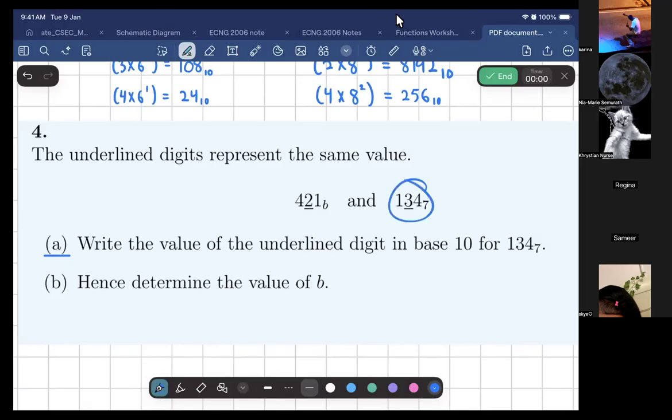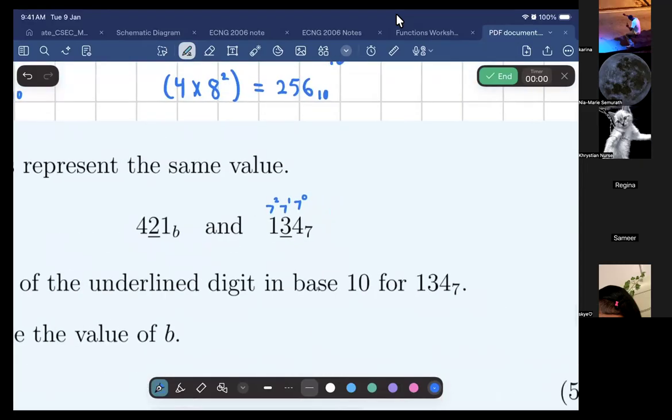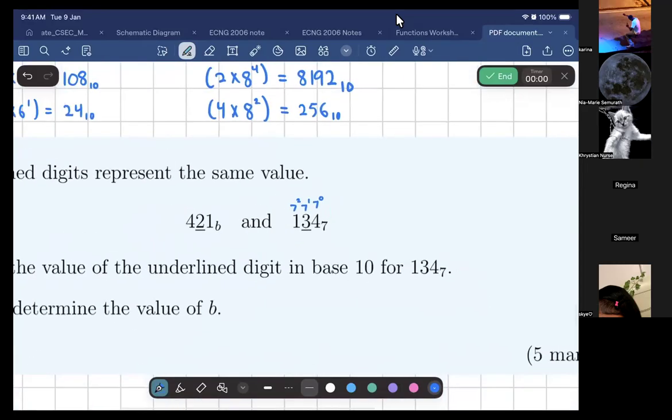Now, what is the base over here? Base 7. Right. So what will be the place value for the 4? 7 to the power 0. Right. Excellent. What will be the place value for the 3? 7 to the power of 1. Right? Place value for the 1? 7 to the power of 2. Nice. Good job.